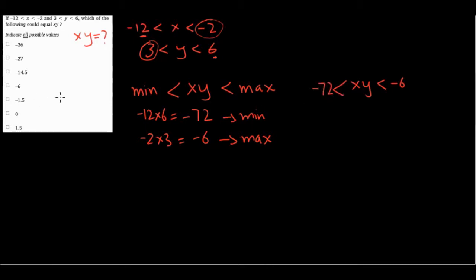All right, so anything outside this range can be taken out. So -1.5, 0, 1.5. What about -6? Can xy be -6? Actually no, it cannot be -6 either, because you have just a less than sign here. It's not less than or equal. Okay, so it cannot be -6. So your correct answer choices here are A, B, and C.